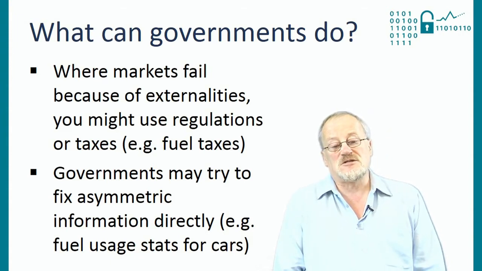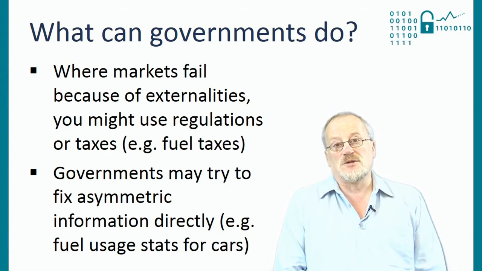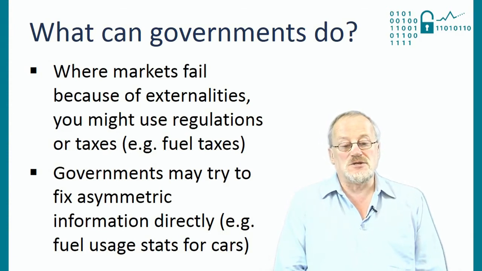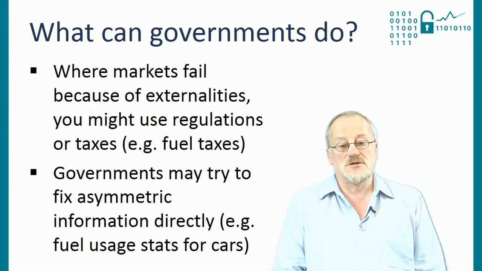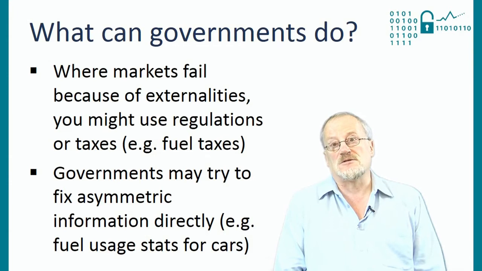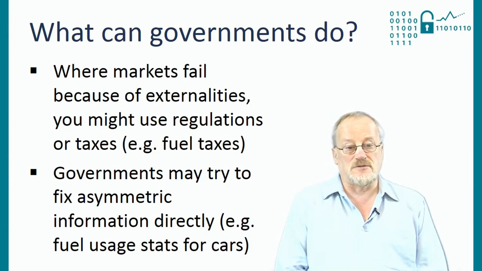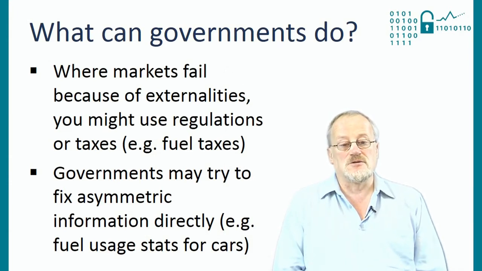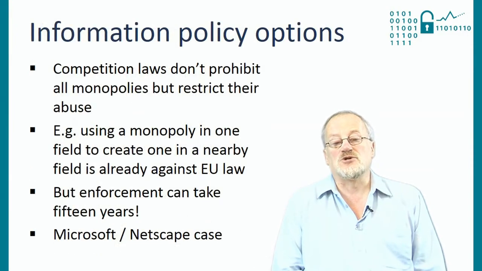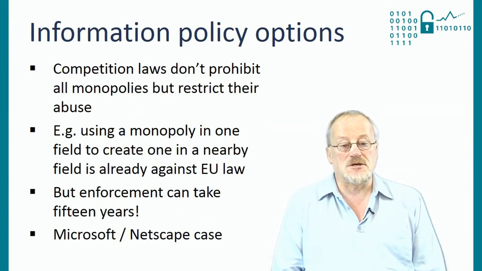Second, if there's asymmetric information, governments can fix that by finding out the information and publishing it. So we see, for example, that many governments force car vendors to publish fuel usage statistics that are collected according to specified methodologies. So far, so good. But what options are there for information policy?